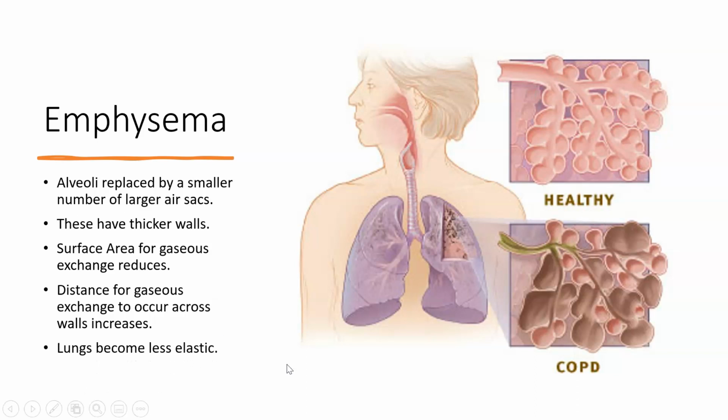Now, also, because those lung walls have got thicker, they become less elastic. So when you breathe in and out, the lungs are increasing and decreasing. Now, with emphysema, the lungs can't do that. So the person becomes quite restricted in their breathing.